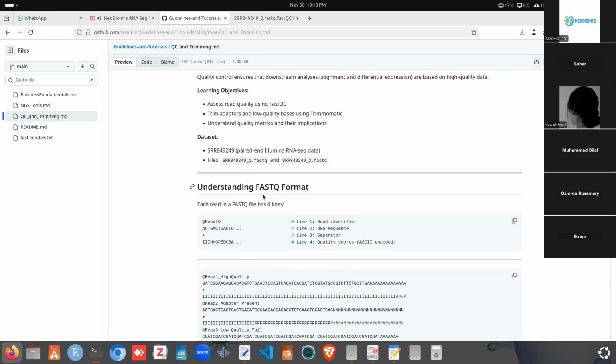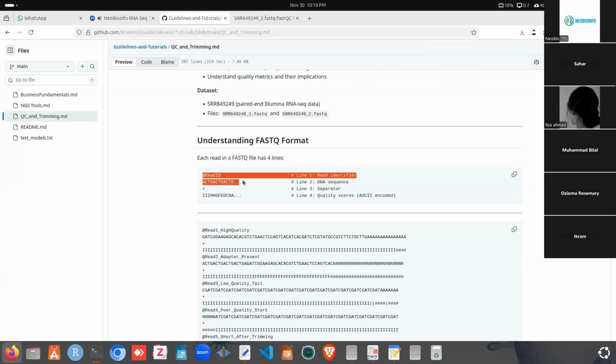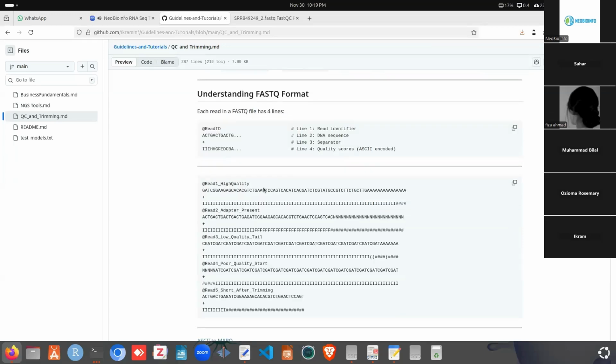Before starting, let's understand a little bit about the FastQ format. I hope you understand it already. Every FastQ read must have 4 lines. The first line must contain the at-the-rate symbol, and after that the identifier of the read, called the ID. Then our sequence, that is the read. Then the plus symbol, which is used as a separator, and the fourth line is quality. Here we can see a sample FastQ file.